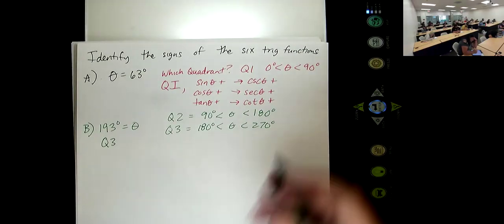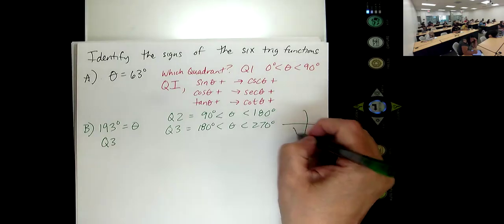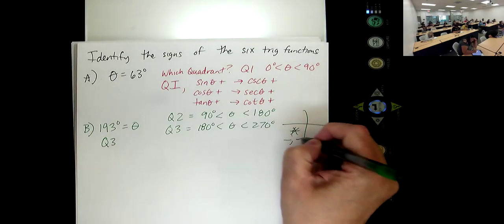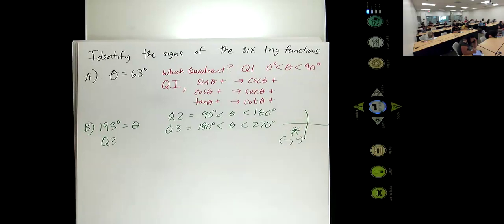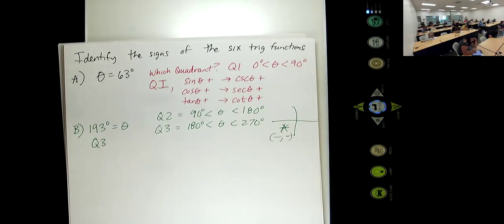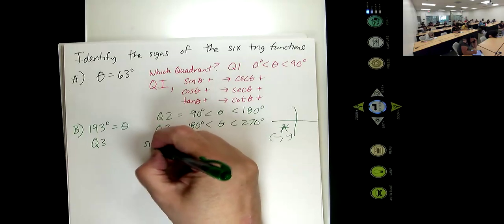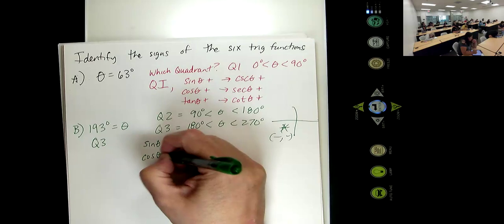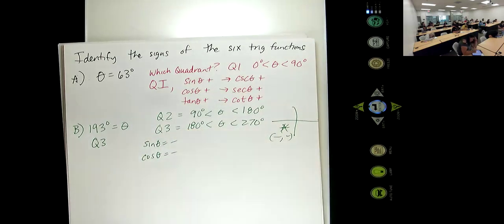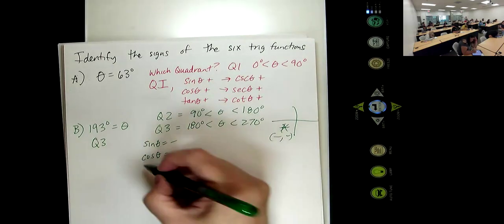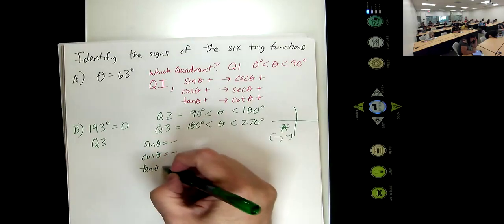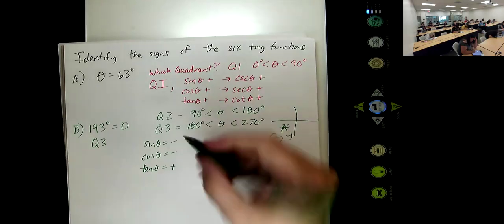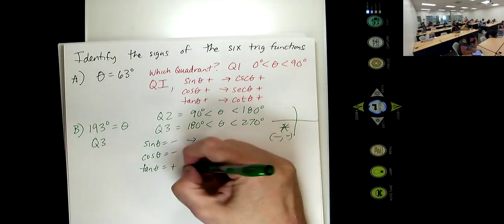So in quadrant 3, we're down here, and down here, they're both negative. X and Y are both negative. So sine is negative. Cosine is negative. Tangent is sine divided by cosine, so it's positive. And when we flip them, same signs.